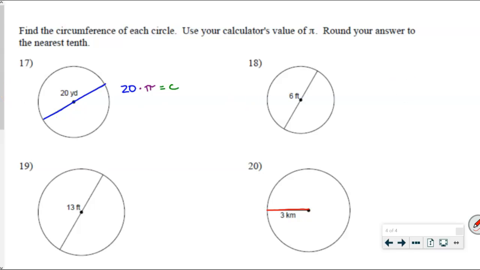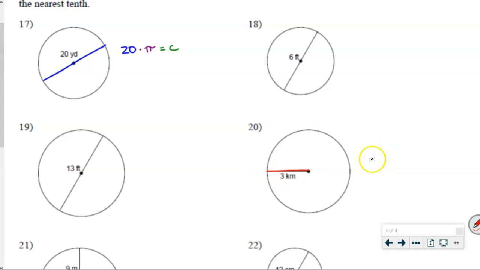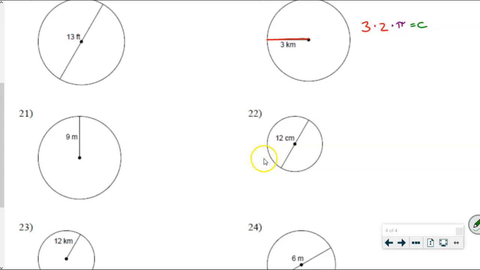Number 20, however, I'm giving you the radius. I know that a radius doubled is going to give me that diameter, and I know when I have the diameter, I just multiply it by pi. So the radius times 2 times pi is equal to the circumference. So I know what I need to type into my calculator. Don't forget to round to the nearest tenths place. And that is one of each type of problem.